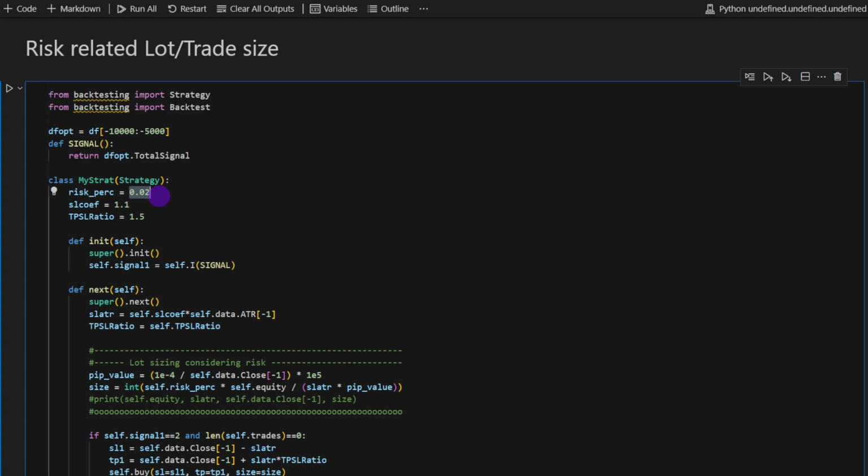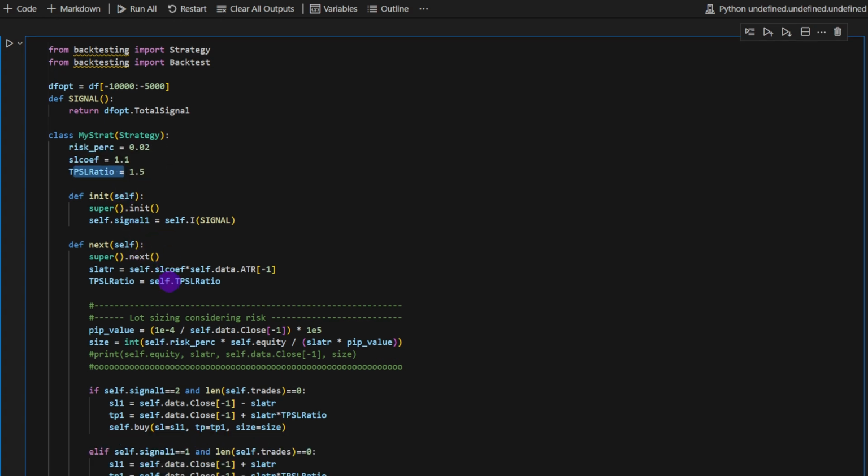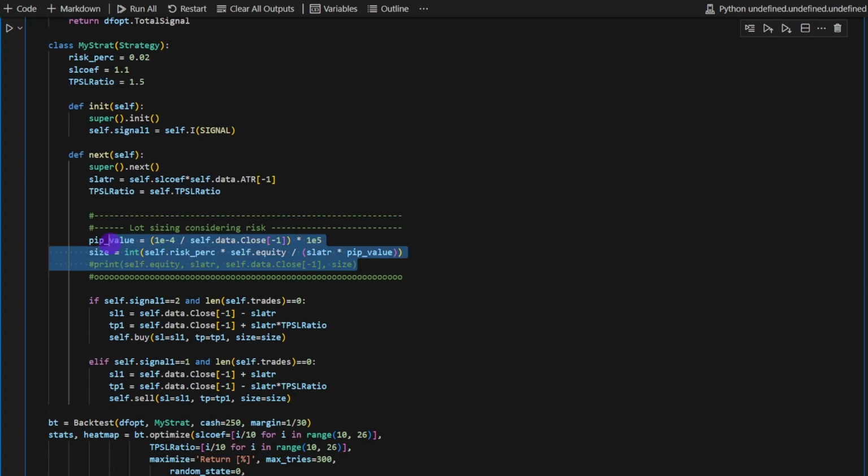But we consider the stop loss distance. So it's not 2% of the equity that's going to be fully invested in the trade. It's going to be 2% considering the stop loss distance. Let me show you how we can do this. So we have obviously the stop loss coefficient, the take profit stop loss ratio, and so on. So this is the part where we define this.